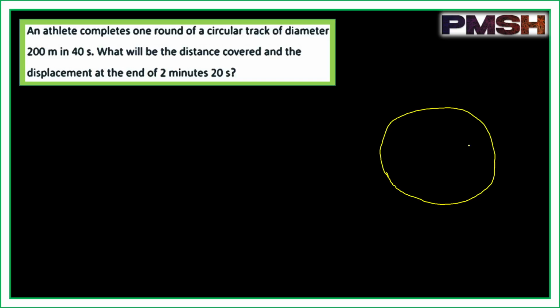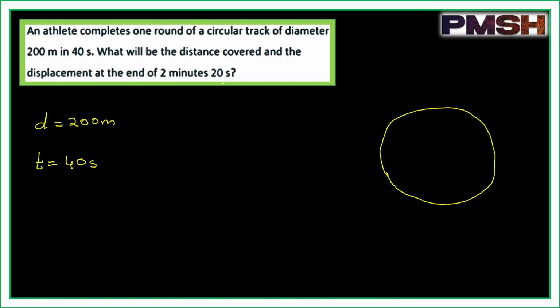And the diameter for this circular track is given in the question as 200 meter, and the time taken is 40 seconds to complete one round. Now what is the ask? What will be the distance covered and displacement at the end of 2 minutes 20 seconds? So in physics, whenever a question is given to you, you must first analyze the question very well.